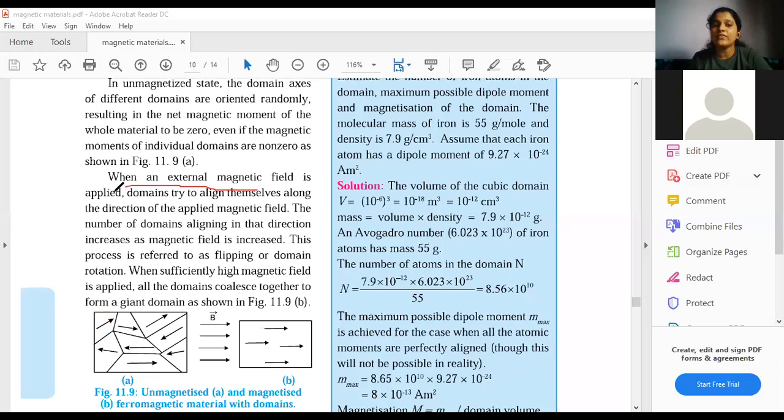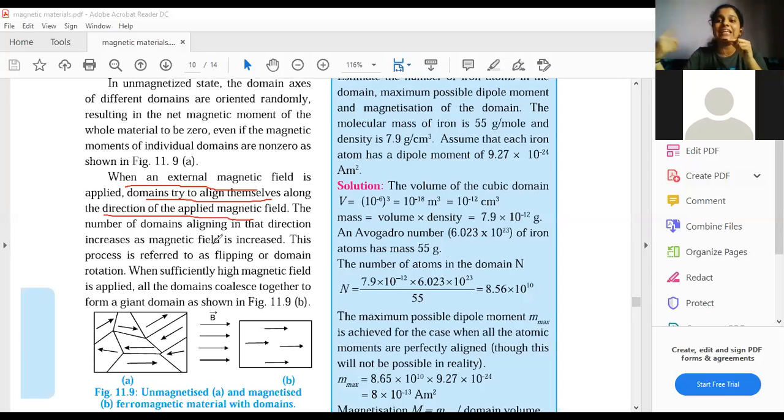When an external magnetic field is applied, domains try to align themselves along the direction of the applied magnetic field. The number of domains aligning in that direction increases as the magnetic field increases. So how does the magnetic field increase? Students, remember how we did magnetization. How a normal material is magnetized, it is kept inside a solenoid. Yes or no? Solenoid is current carrying, and because of that current carrying coil, a magnetic field is already present inside the solenoid. So we keep a material inside the solenoid, and magnetic properties are induced in that material because of the external magnetic field.